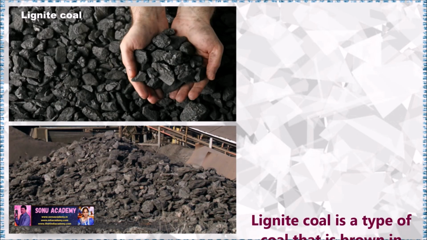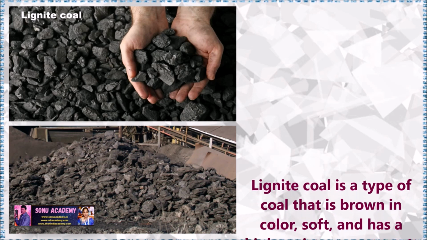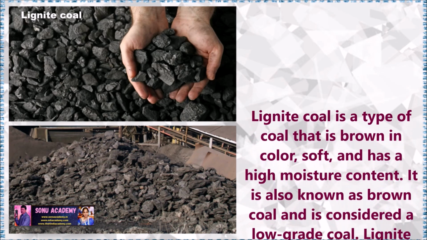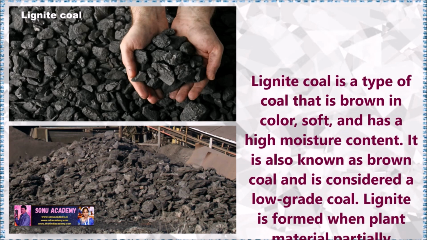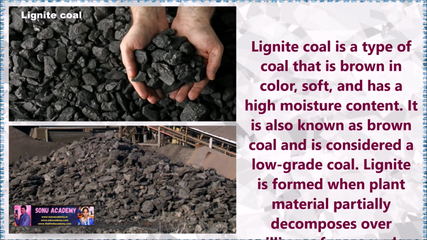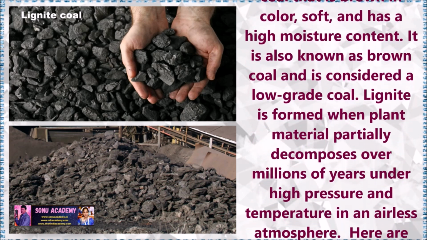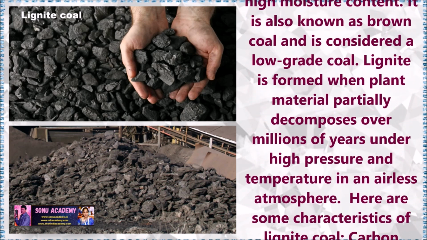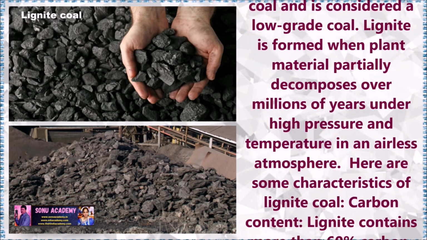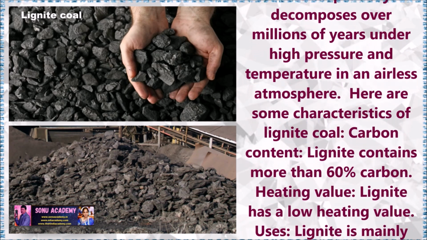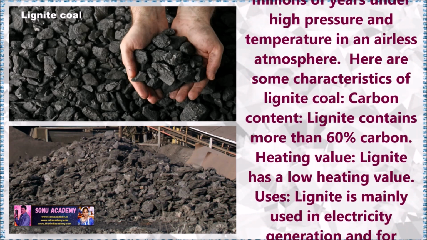Children, now let us discuss lignite coal. Lignite coal is brown in color, soft and has a high moisture content. It is also known as brown coal and is considered low grade coal. Lignite is formed when plant material partially decomposes over millions of years under high pressure and temperature in an airless environment. Here are some characteristics of lignite coal.